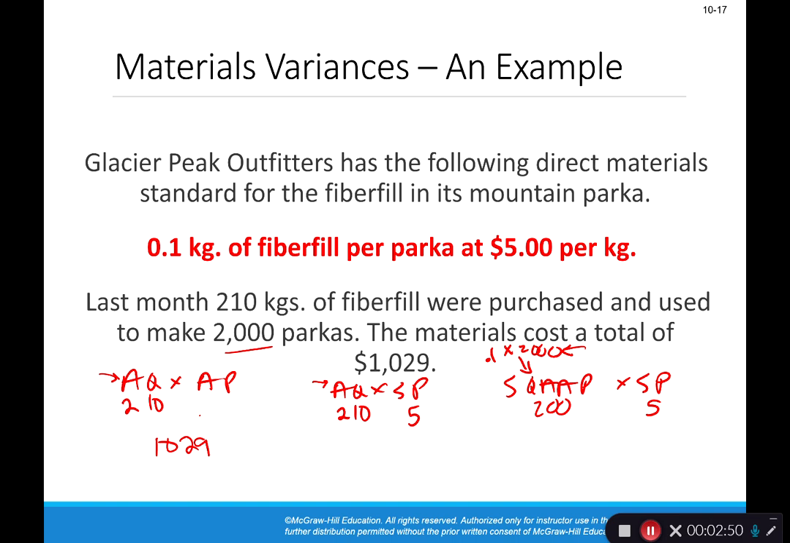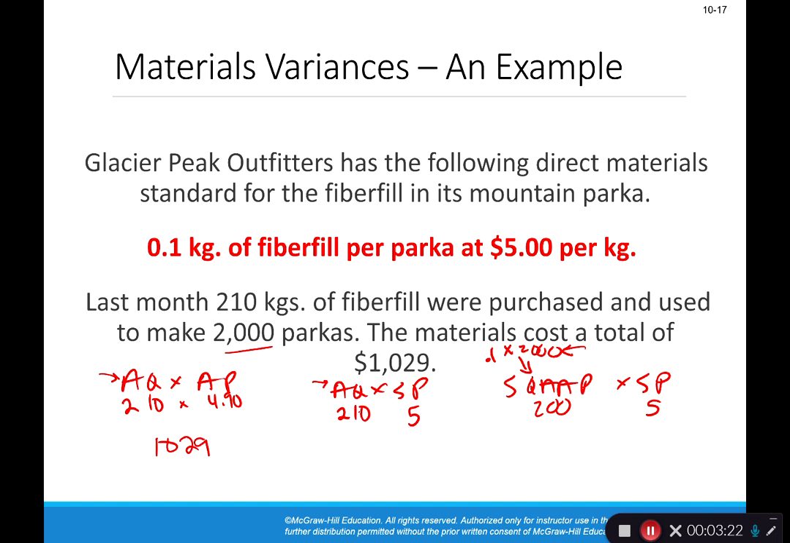With that, I can now get my variances. So the first thing I can get, which I don't need to, but I like to, and I'll tell you why in a minute, is get my actual price. So if I take my $1,029 and I divide that by the 210, I figure out my actual price is $4.90 a kilogram. I don't need that to get the variance. I just need the total in each column, but the reason I like getting that per unit is it's going to help me determine my FUs.